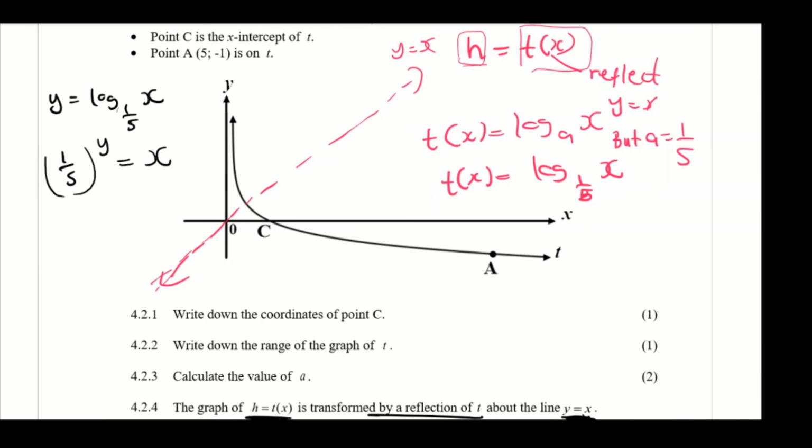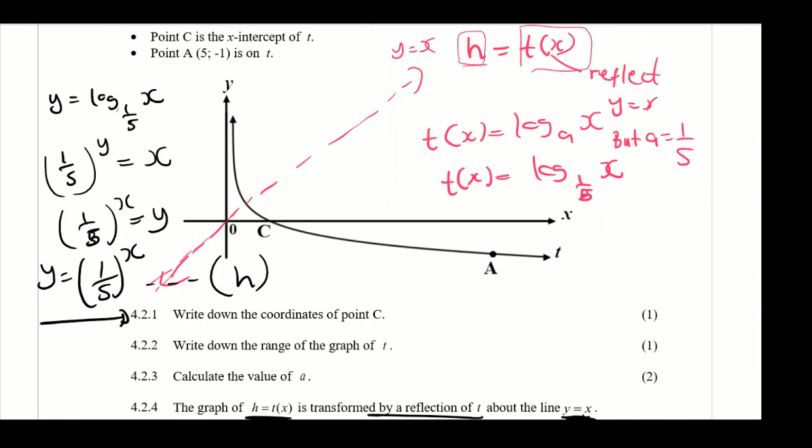But remember, when you do the inverse, we swap. Where there's x, you put y. Where there's y, you put x. So meaning here, 1 over 5 to the power x is equal to y. So y is equal to 1 over 5 to the power x. So this is our equation of h, which is a reflection of T.